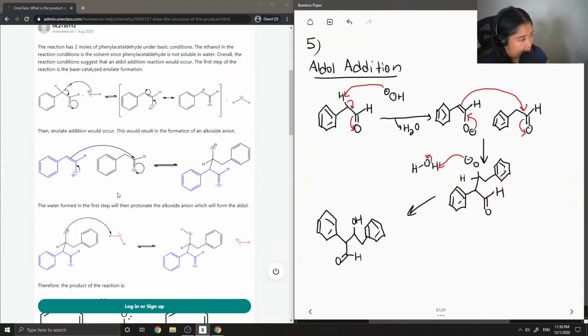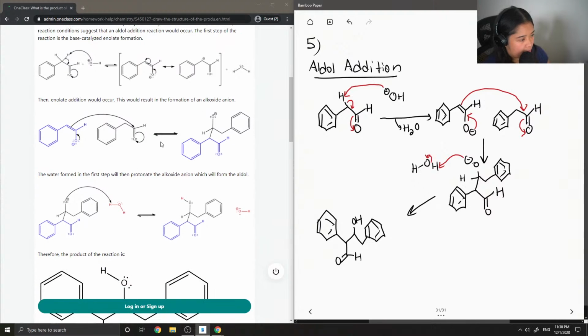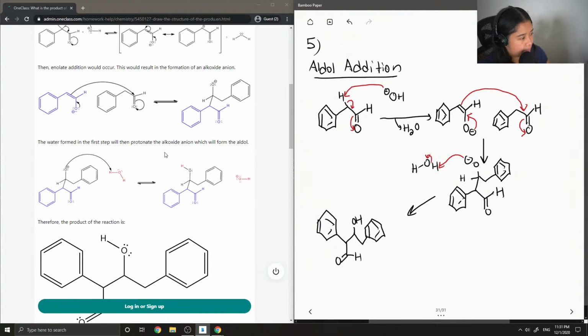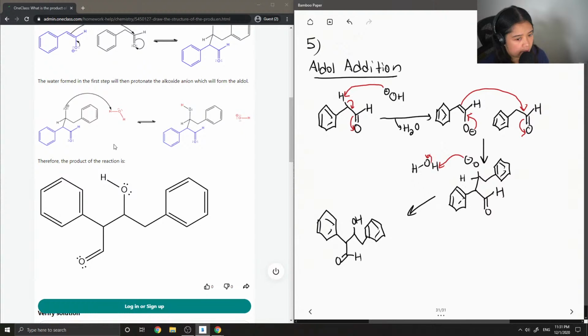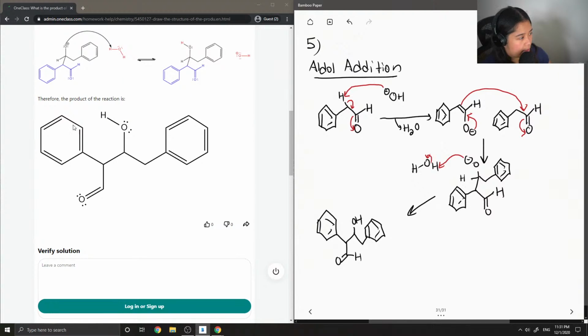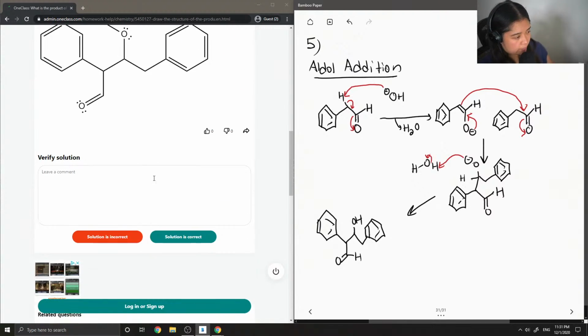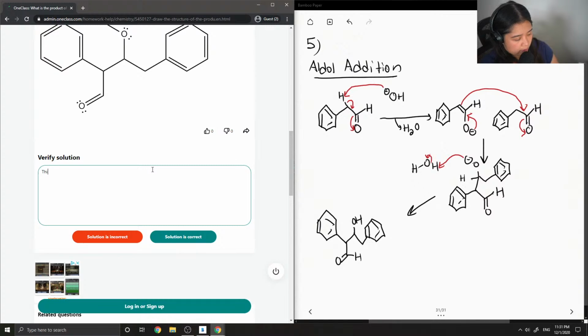Yep, so the junior tutor was right. And they got the following intermediate. And then lastly, the negatively charged oxygen comes in, deprotonates a water molecule, and that is how we are left with our final product. Yep, so this solution is correct. It was more correct than mine.